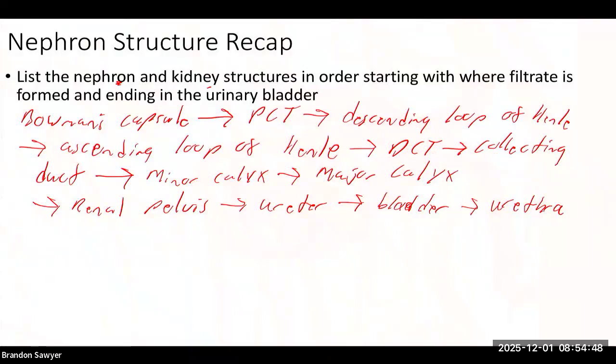The first part is a minor calyx, and a bunch of minor calyces feed into a major calyx. Then multiple major calyces feed into the renal pelvis, which is the open part that connects to the ureter. There's one on each kidney, obviously. Those ureters lead to the bladder, and then one more step. I told you to stop at the bladder, but one more step, then to the urethra, would be the last step with urine formation and release.